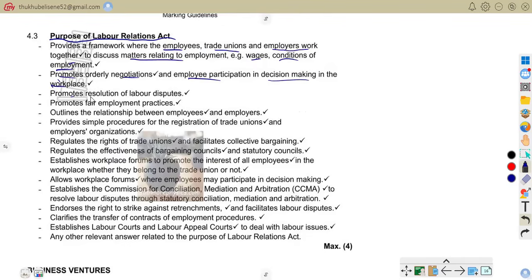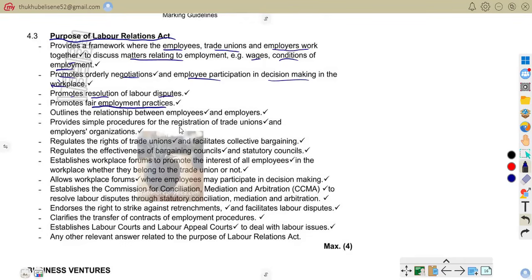It also promotes resolution of labour disputes. That's what I wanted to say. So the act helps to solve workplace conflicts peacefully and fairly. For example, a dispute about unfair dismissal may be resolved through mediation.